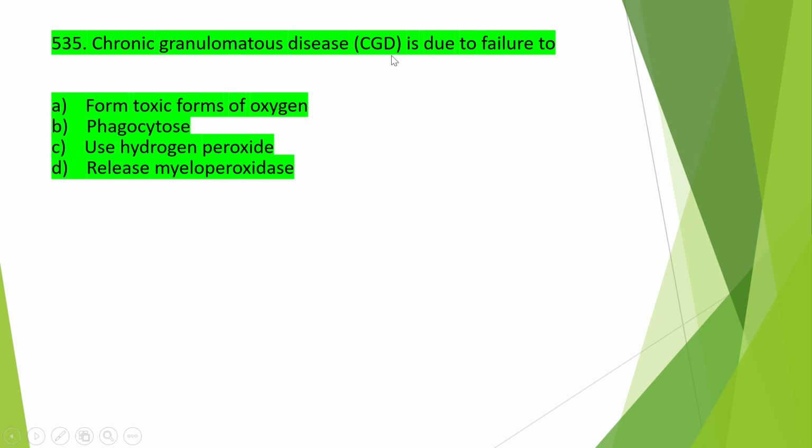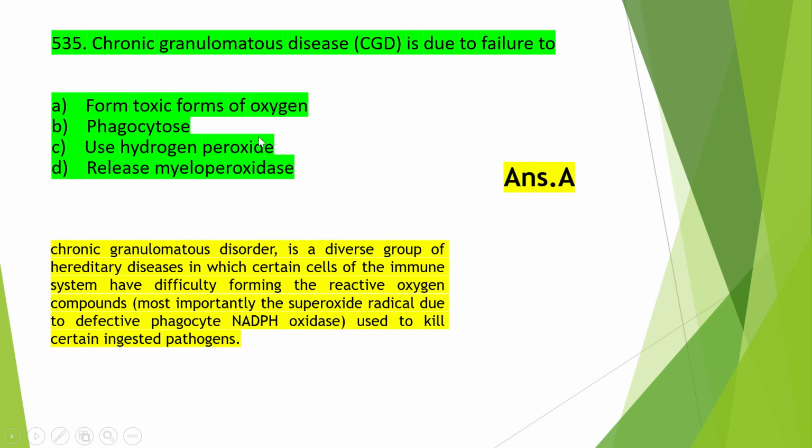granulomatous disease, that is CGD, is due to failure to: option A form toxic forms of oxygen, option B phagocytose, option C use hydrogen peroxide, or option D release myeloperoxidase. And the right one is option A, that is it forms toxic forms of oxygen. So chronic granulomatous disease is due to failure to form toxic forms of oxygen.